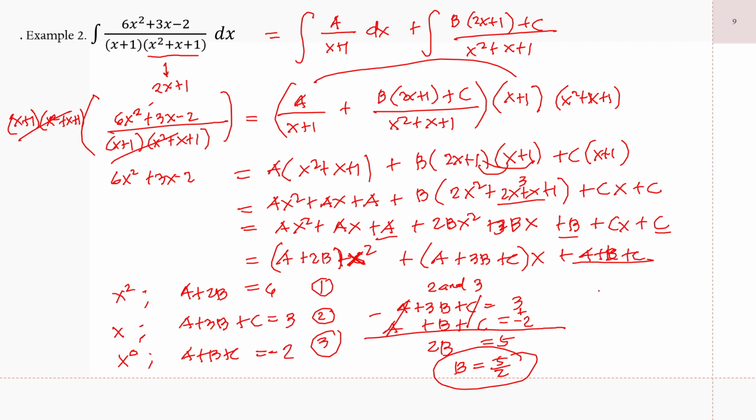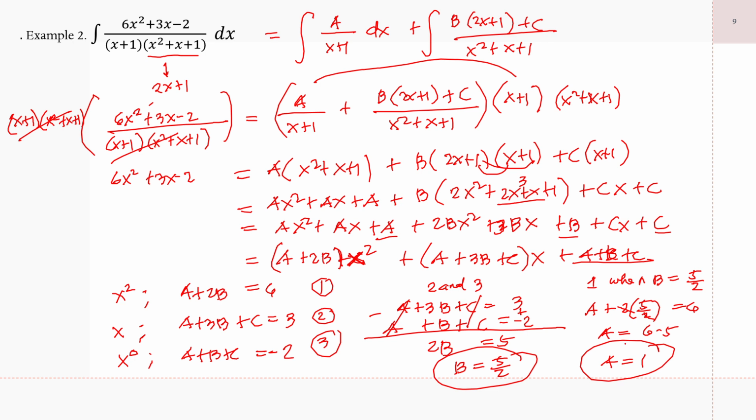So we could immediately substitute into equation 1 when b is equal to 5 over 2. So a plus 2 times 5 over 2 is equal to 6. So cancel. A is equal to 6 minus 5. The value for A is equal to 1. So 6 minus 5, the value for A is equal to 1.